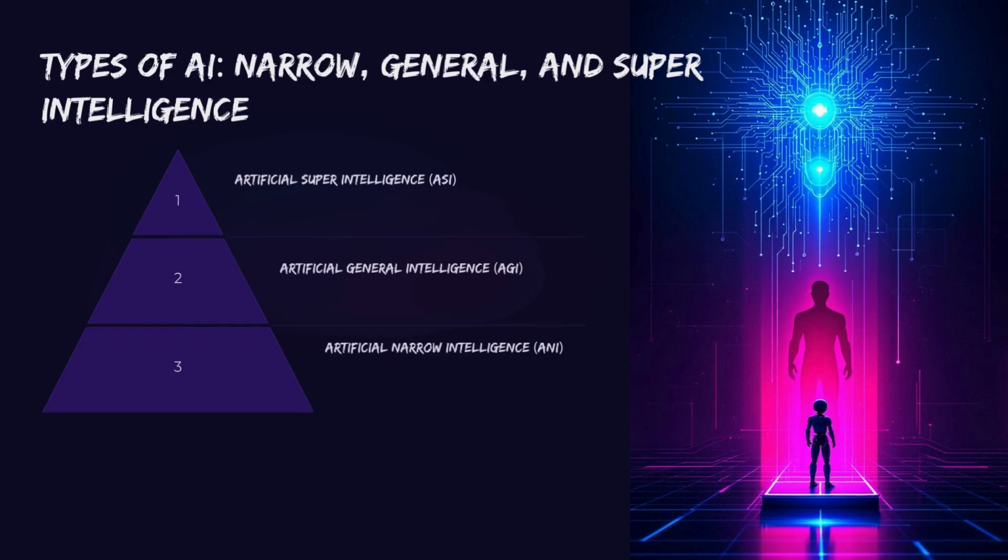Artificial narrow intelligence, ANI, is the most common form of AI today, excelling in specific tasks like image recognition or language translation. Artificial general intelligence, AGI, aims to match human-level intelligence across multiple domains, while artificial superintelligence, ASI, represents a theoretical future where AI surpasses human capabilities in all areas.